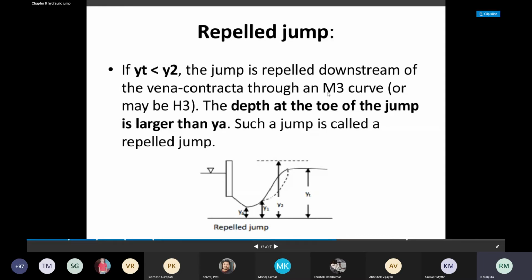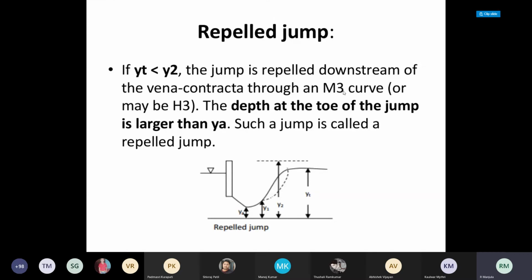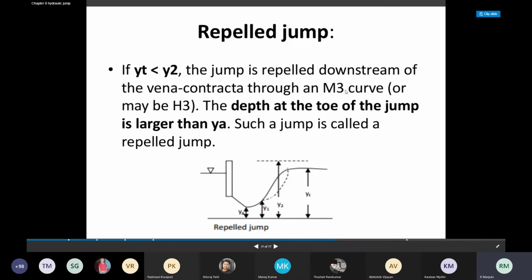So now you just remember M3 is the mild slope and then zone 3, that is called M3. There are two lines actually, the critical depth line and the normal depth line, and the profiles are above the critical depth line, between critical and normal, and below the critical. So there are three profiles, zones 1, 2, 3. Based on that, we are classifying mild slope as M1, M2, M3, S1, S2, S3, H1, H2, H3.